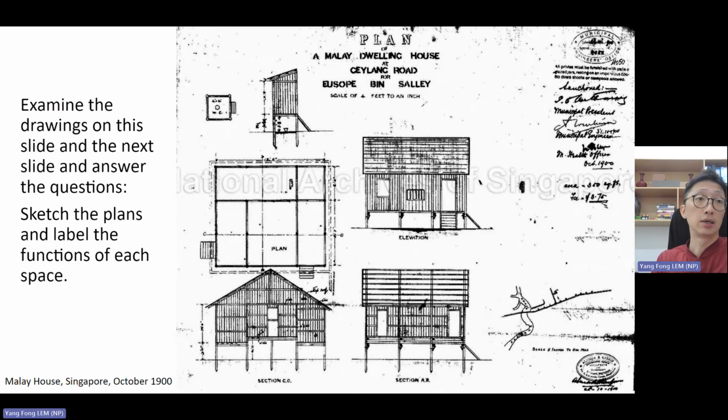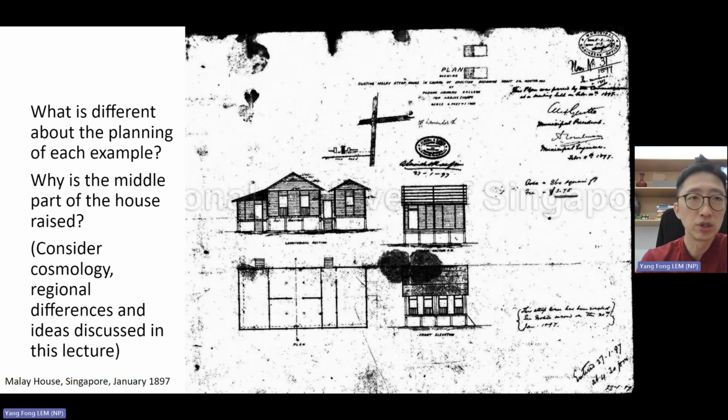So this exercise, you can do it in your free time. This is to help you have a kind of prelude to your worksheet 2, which is the Malay house. So examine the drawings on this slide and the next slide and answer the questions, right? Try to sketch the plans and label the functions of each space. Okay, so this is a typical Malay house. Right, so think about what is the difference about planning of each example. Why is the middle part of the house raised? You can consider cosmology, regional differences, and ideas discussed in this lecture.